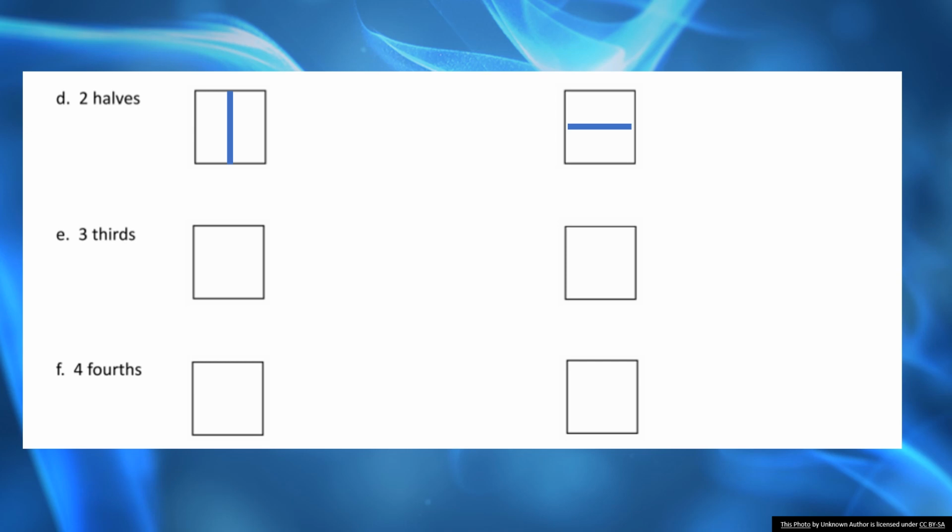Let's move on to E. For E, we want to divide these squares into 3/3. For thirds, we're still going to use 2 lines. So let's go ahead and create 2 lines on the first square. We have 3/3 there. And now I'm going to create 2 horizontal lines on the second square. And still, we've created 3/3.